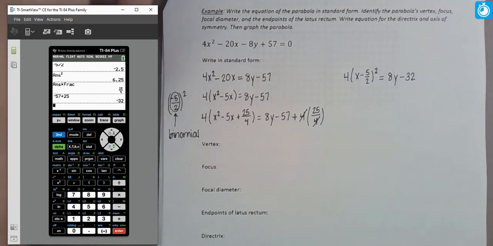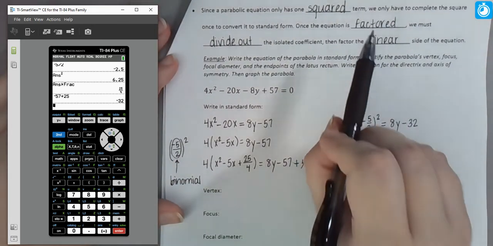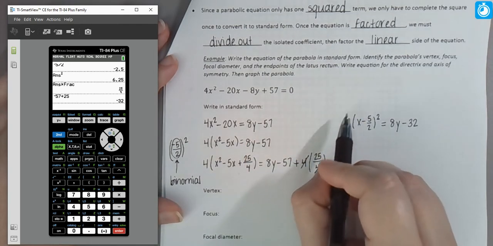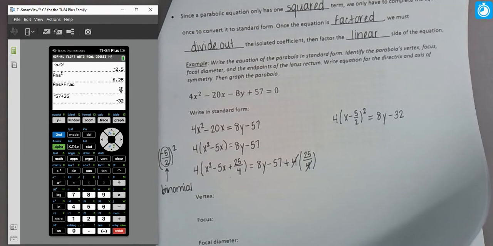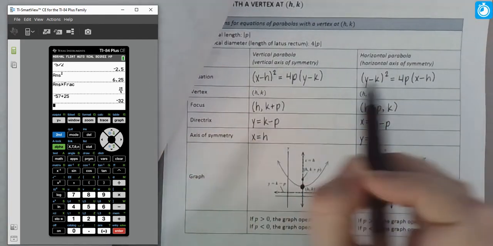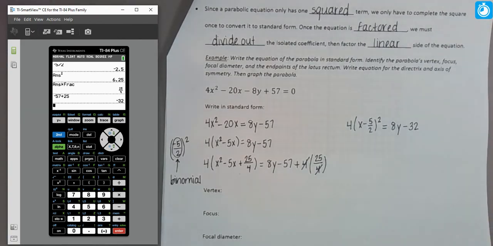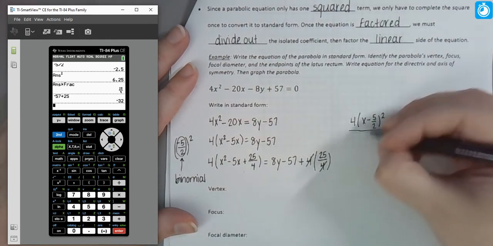So here's where we need to follow those additional directions. So our equation is factored. So now we're going to divide out that isolated coefficient. Keep in mind our standard form, if we look back at our standard form, we like to have the quadratic factor isolated, which means that coefficient that we have right now, we want to get rid of that. We want to divide that out. So I'm going to divide out the 4.